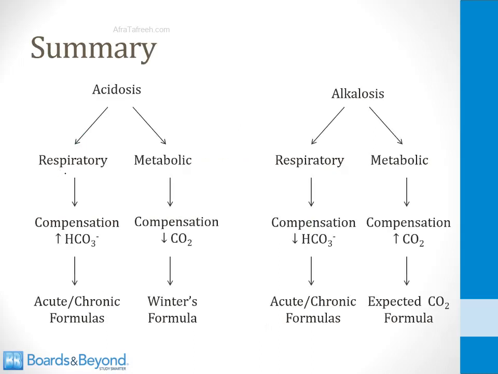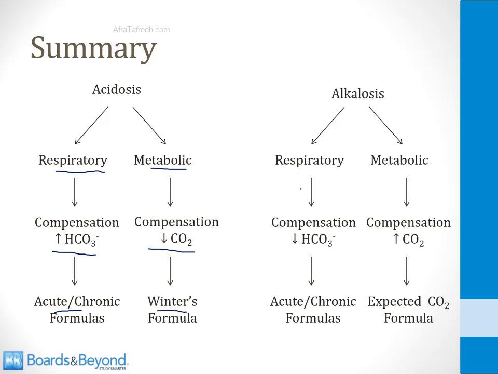I'll finish with this summary slide. We have respiratory and metabolic acidoses. The compensation for a respiratory acidosis is an increase in the bicarbonate level, and you can use the acute and chronic formulas to determine if compensation is appropriate. For a metabolic acidosis, the compensation is a decrease in the carbon dioxide level, and that's where Winter's formula is used to determine whether the compensation is appropriate.